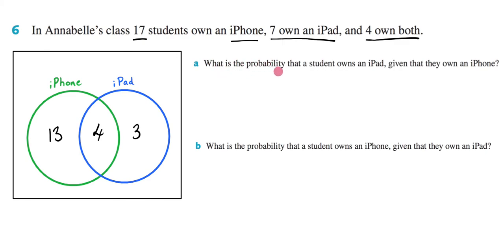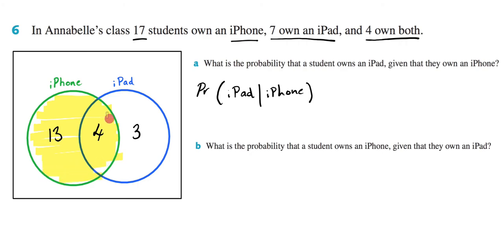So what is the probability that a student owns an iPad given that they own an iPhone? The way I could represent this is the probability that a student owns an iPad, given, this line means given, they already own an iPhone. So given they own an iPhone, what's the chances that they own an iPad? I'm going to get my highlighter here, and I'm going to go to my iPhone bit and highlight everything in my iPhone bit.